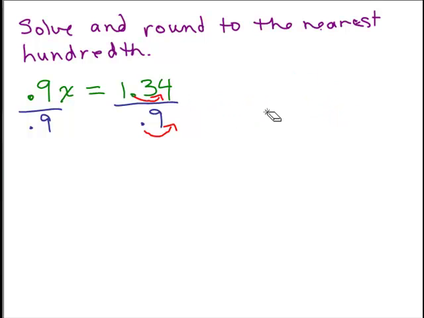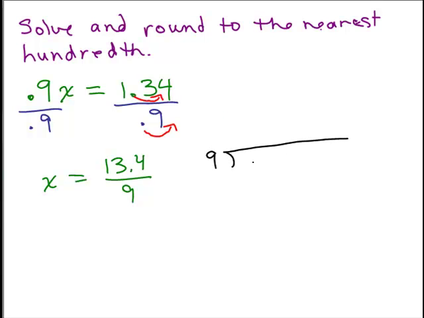Okay, so that makes it a little bit easier for some people, but you really want to understand it's because you're multiplying the numerator and denominator by 10. Okay, so that's really the same thing as just x equals 13.4 over 9, and now we just have a long division problem to do. And we're going to have to round to the nearest hundredth. All right, so rounding to the nearest hundredth, remember that's 2 places after the decimal. So you're going to have to go 3 places out in order to round. And then we just do this long division.